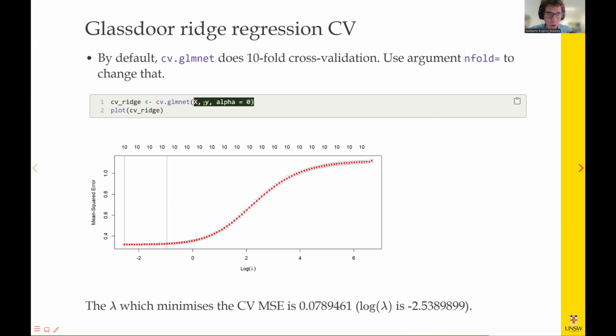Other than that, it's the same syntax. You feed X, you feed Y, alpha equals 0 means ridge. And now if you apply plot to this CV object, you don't get the same thing. Now you get this illustration where the mean squared error is increasing, in this specific case, with log of lambda. You might think it looks like the mean squared error is always increasing as a function of log of lambda. It's true in this example.